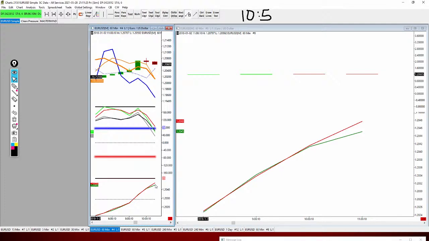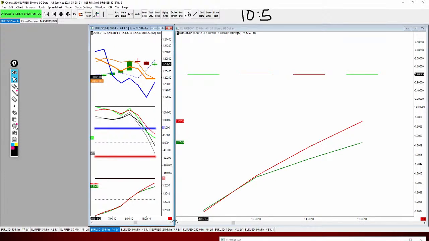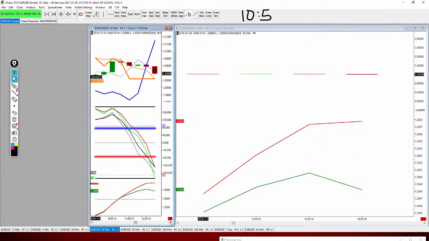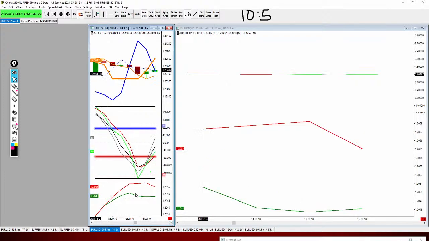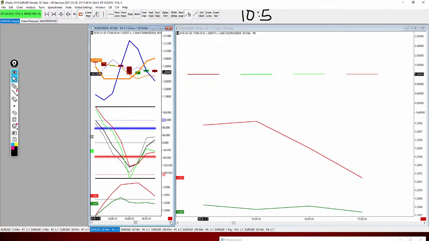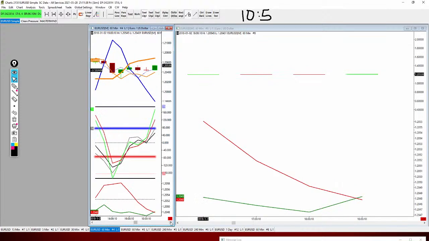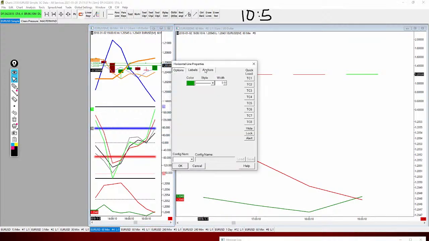So now that green is on bottom, we're waiting for it to pop on top of red. So it's still on bottom. Okay, good, right there. Pops on top of red. All four lines are pointed up. So right there is where we would execute our buy trade. And our entry would be 1.20538, so 1.20588 would be our take profit. And our stop loss would be 1.20438.